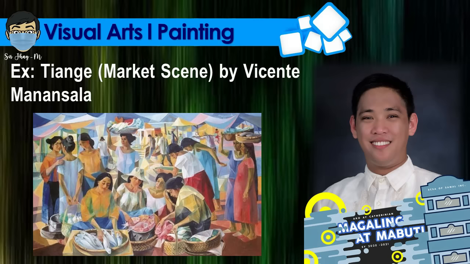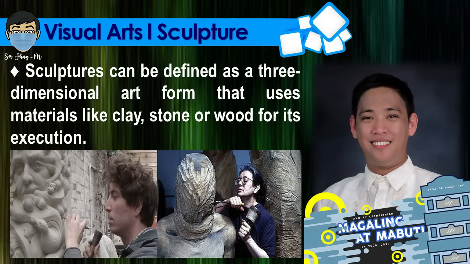Now, aside from drawing and painting, another form of visual art is what we call sculpture. Sculpture is defined as a three-dimensional art form that uses materials like clay, stone, or wood for its execution. Sa Tagalog o sa wikang Filipino, kilala ito sa tinatawag na paglililok o ang larangan ng eskultura.